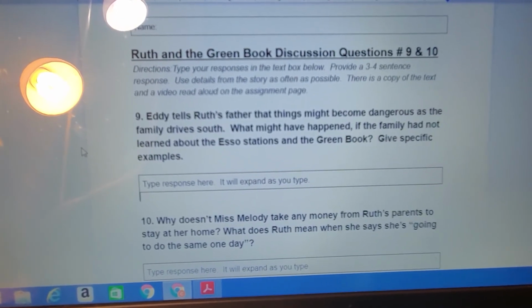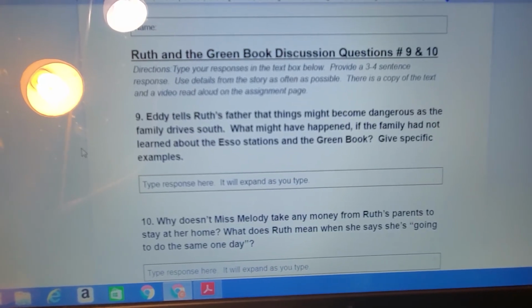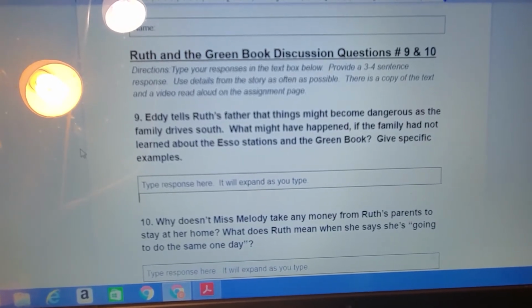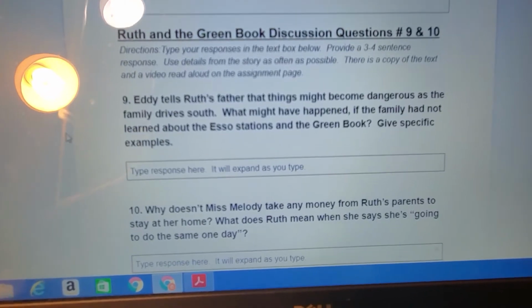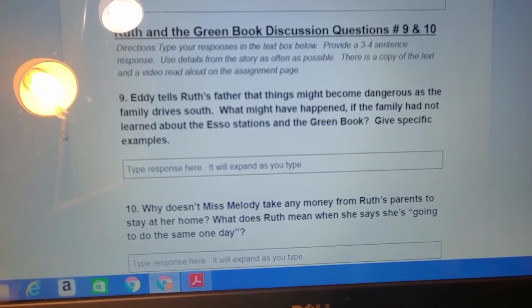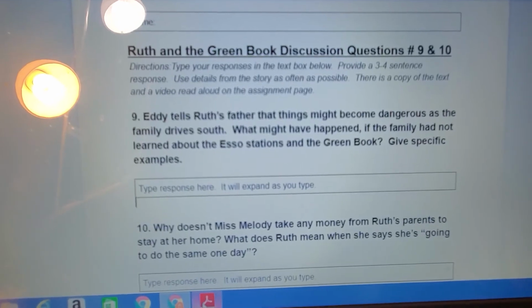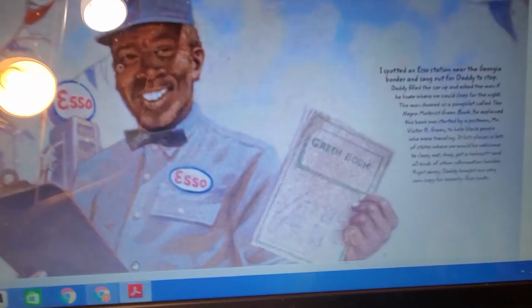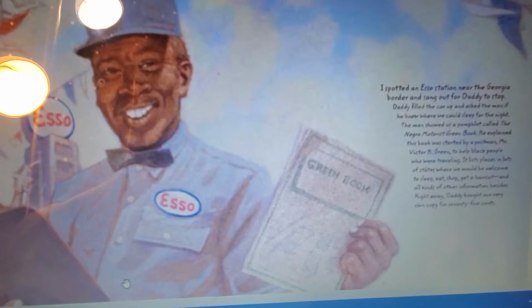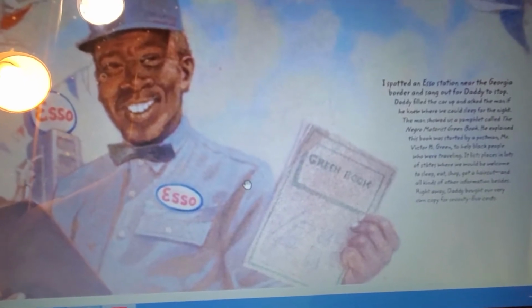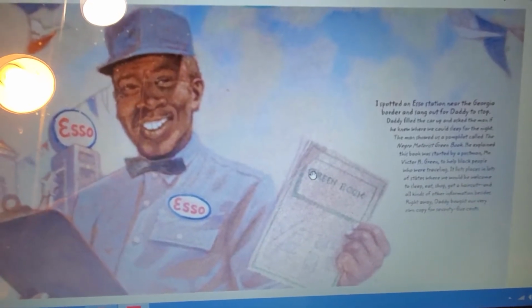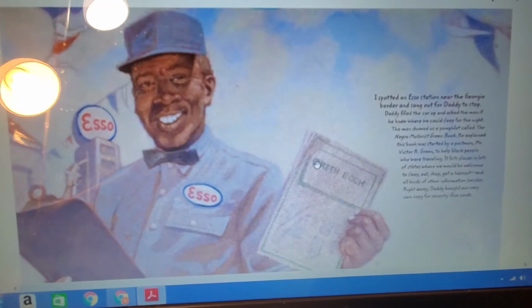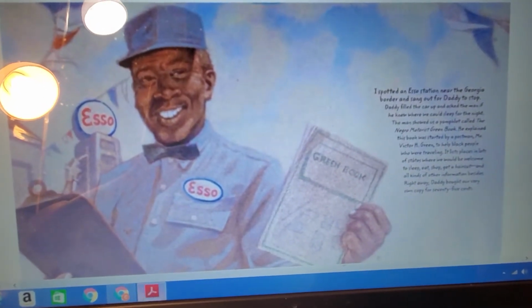North. Ruth's family, as you know, is from Chicago. They're traveling to the South to visit Ruth's grandmother. And along the way, they stopped at an Esso gas station. And we talked about how the gas attendant gave Ruth's family a Green Book. And the Green Book was a list of establishments like restaurants, hotels, gas stations where African American families could safely go and avoid conflict from places that wouldn't sell to them.